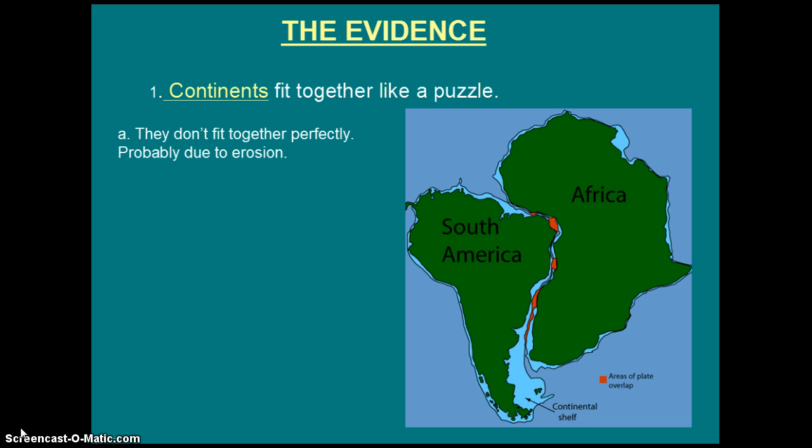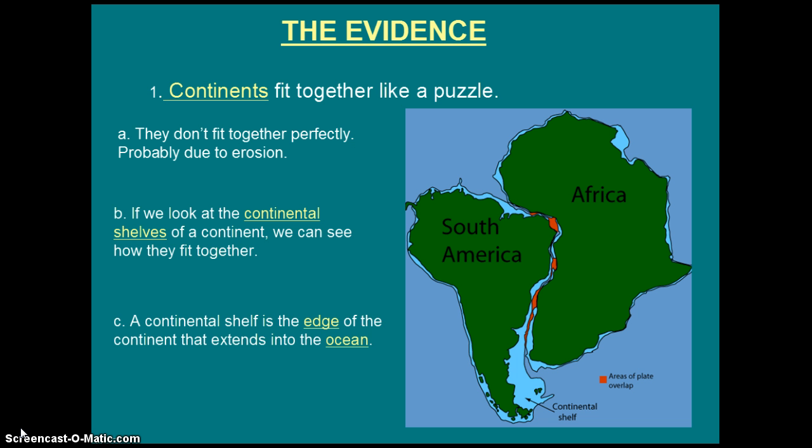Anyhow, if you look at the picture, they don't exactly fit together perfectly. But don't forget, the Earth is very dynamic and things are happening all the time. Land is being created, destroyed, you have erosion, so nothing's going to fit together perfectly. But if you look at the continental shelf of the continents, you can see they fit together a little better. The continental shelf is actually the edge of the continents, and this is the part that actually extends into the ocean.